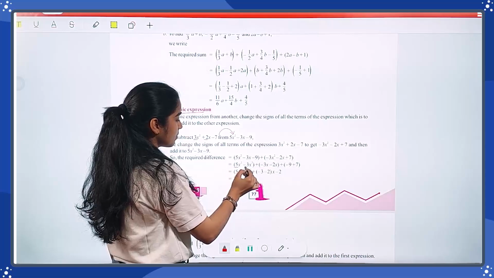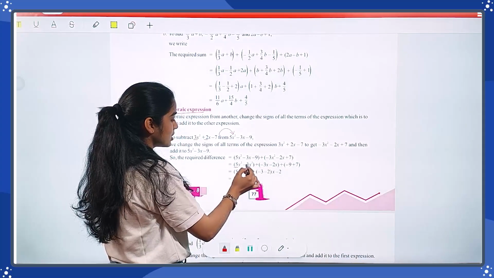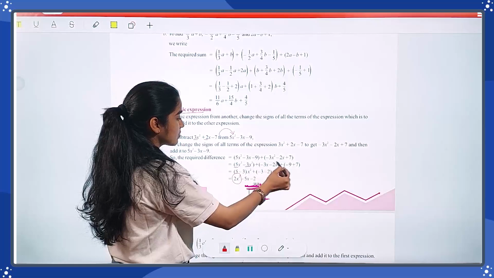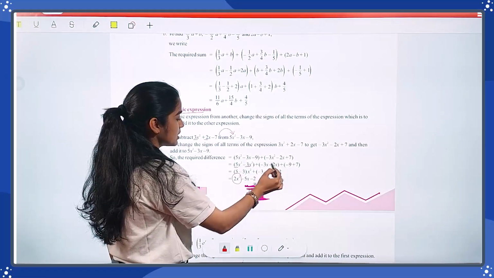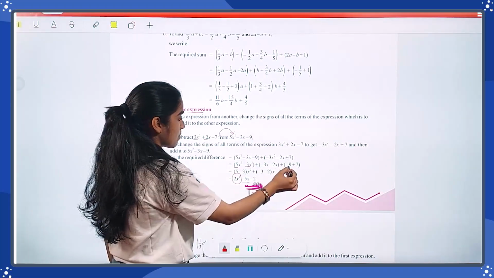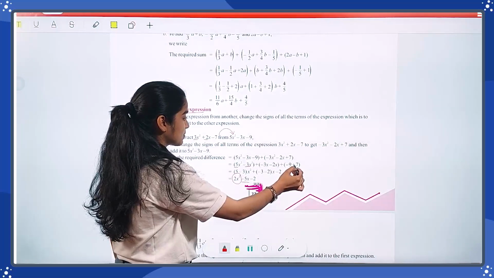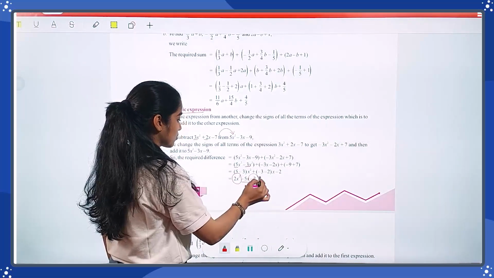So 5x square minus 3x square, 5 minus 3, is 2x square. Minus 3x and minus 2x, minus and minus, which means minus 5x. Minus 9 plus 7, minus and plus, which means minus 2. Okay.